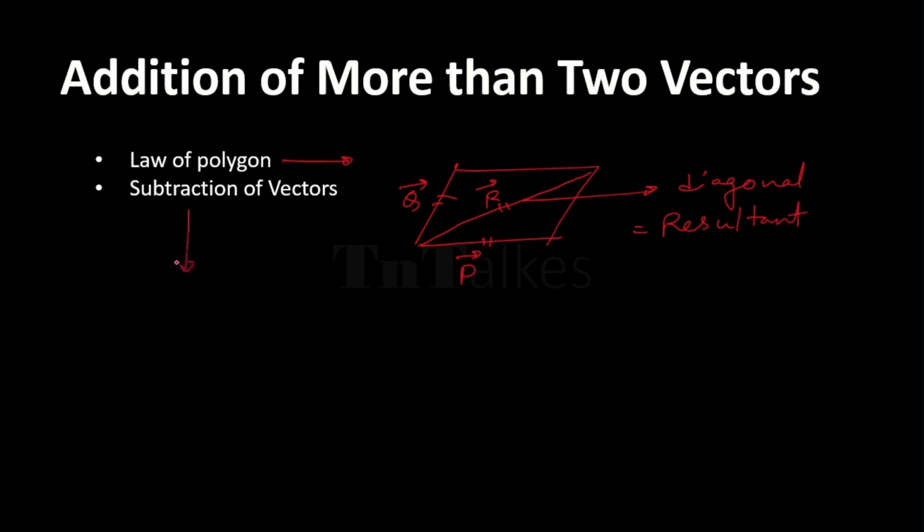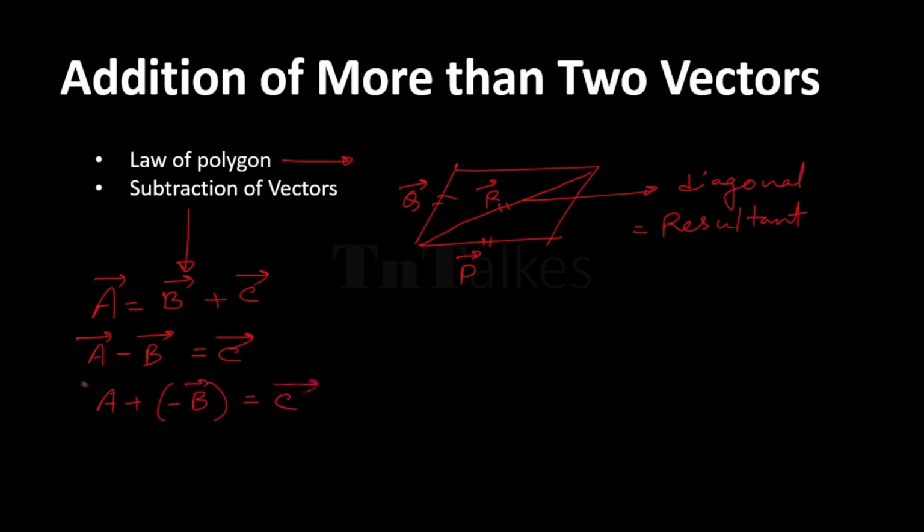Number two, subtraction of vector. Subtraction law is a kind of addition. Let me explain. If A equals to B plus C, then it can be rewritten A minus B equals to C. Also, we can write A plus bracket minus B equals to C.